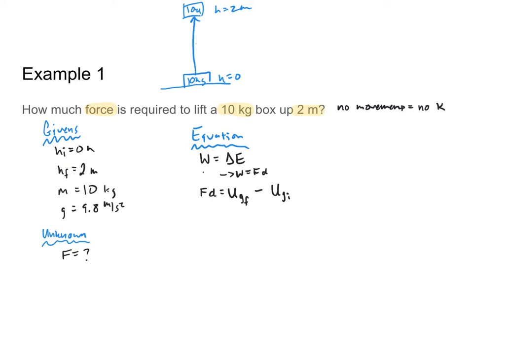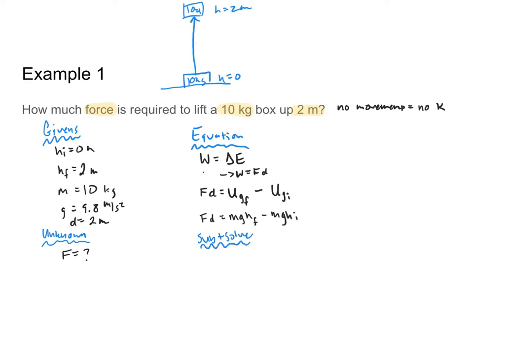Now, what I want is for my equation to only include, and let me go ahead and add displacement to my givens, which I forgot to do, but what I want is for my equation to only include my givens and unknown. So I'm going to go ahead and expand out my U_G final and U_G initial so that it's really clear where I'm going to plug my givens in the next step. So force times displacement is equal to mgh final, or my final potential energy, minus my initial potential energy, given by mgh initial. So now that I have an equation that only uses my givens and unknowns, I'm ready to sub and solve.